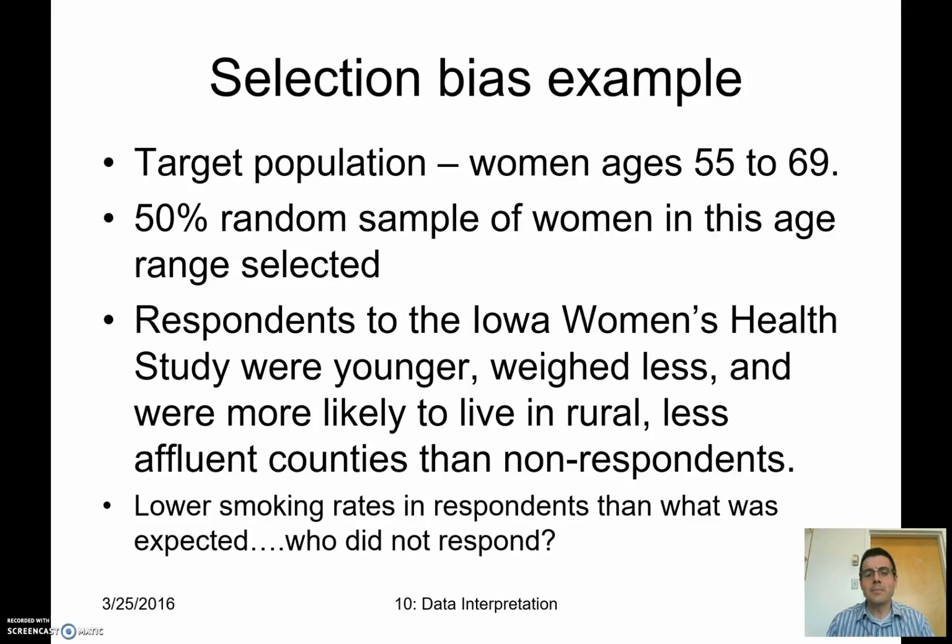And why didn't the more affluent women, or women living in affluent counties, respond? Were they just too busy? Or how was the data being collected? Did the individuals designing the study not set it up in a way that would effectively collect that information across the representative population?